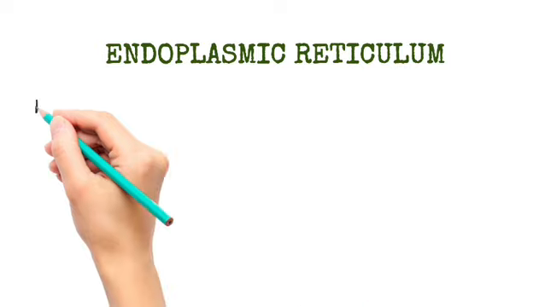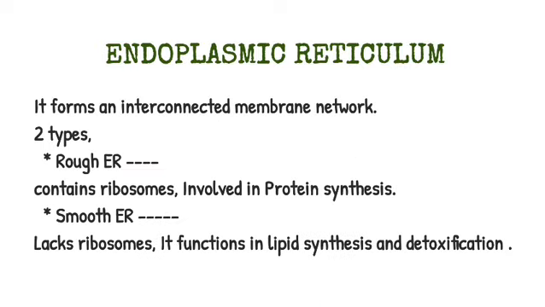Coming to the endoplasmic reticulum, it forms an interconnected membrane network. Two types are present. One is rough endoplasmic reticulum, which contains ribosomes involved in protein synthesis, and the other is smooth endoplasmic reticulum, which lacks ribosomes but functions in lipid synthesis and detoxification. Think of the endoplasmic reticulum as the intracellular transport and manufacturing system.